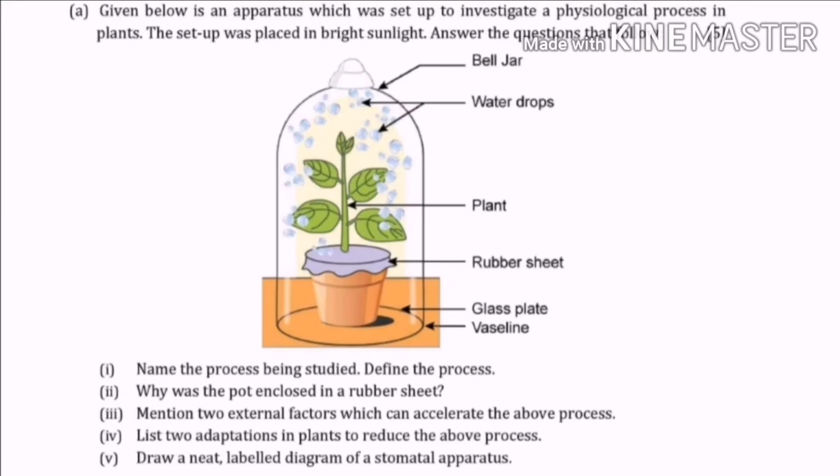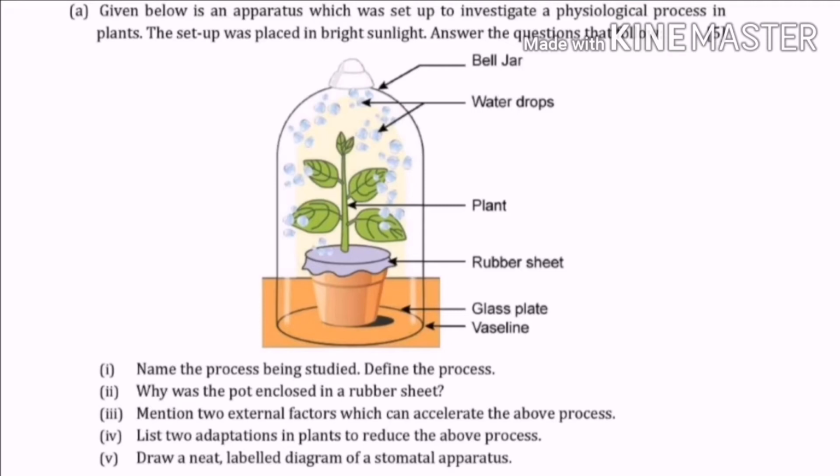Okay. The next question is asked, why was the pot enclosed in a rubber sheet? This is basically a reasoning type question. The answer is, the pot is covered in a rubber sheet to prevent the direct evaporation of water which is present in the soil.